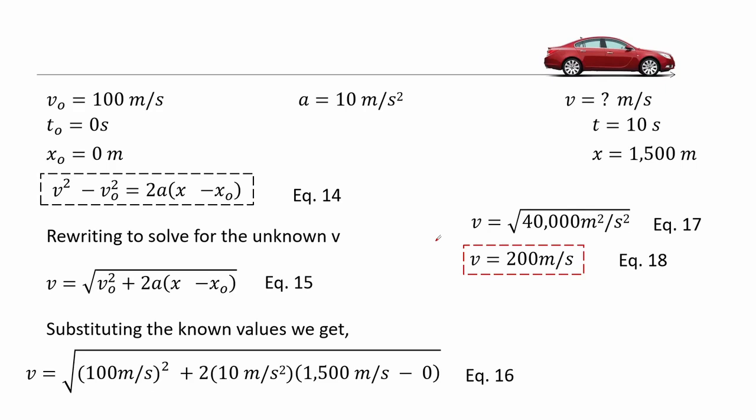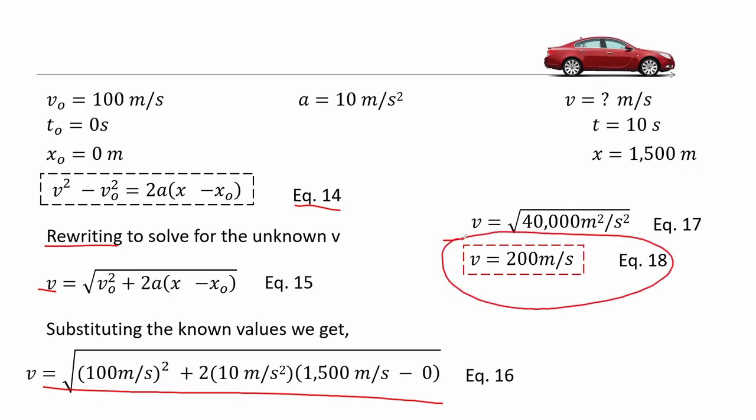Now using the last equation, shown in equation 14, we rewrite it to get equation 15, and substituting the known values we have equation 16. After calculation we see that the velocity after 10 seconds is 200 meters per second as shown in equation 18. This confirms again the value we obtained earlier for the final velocity.